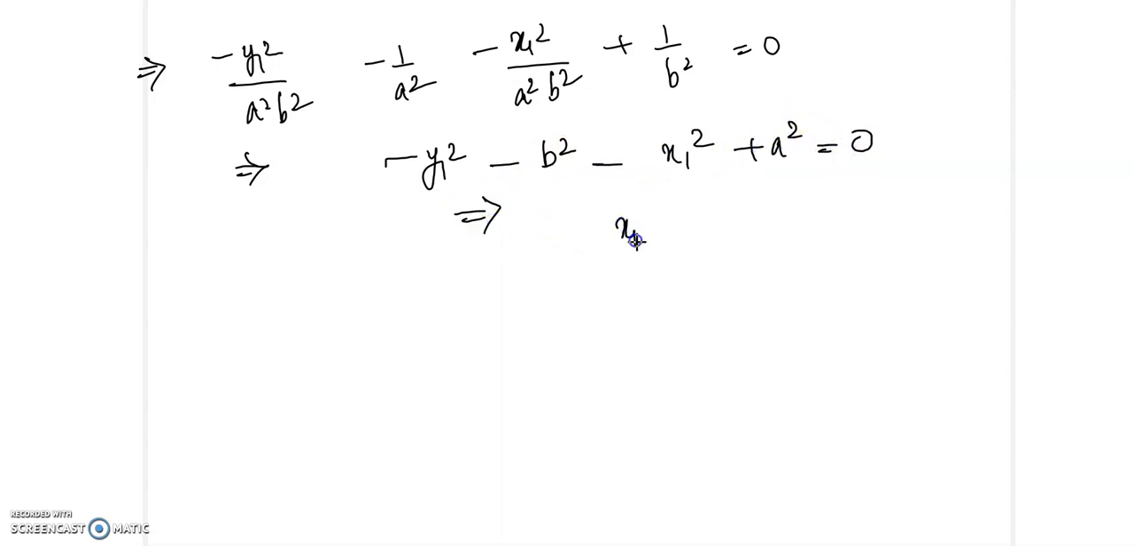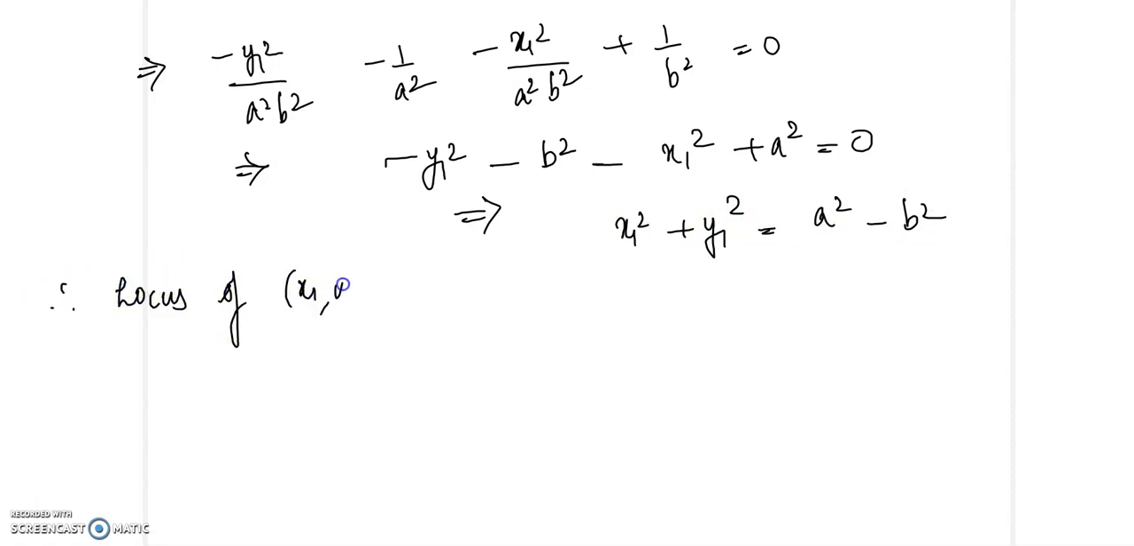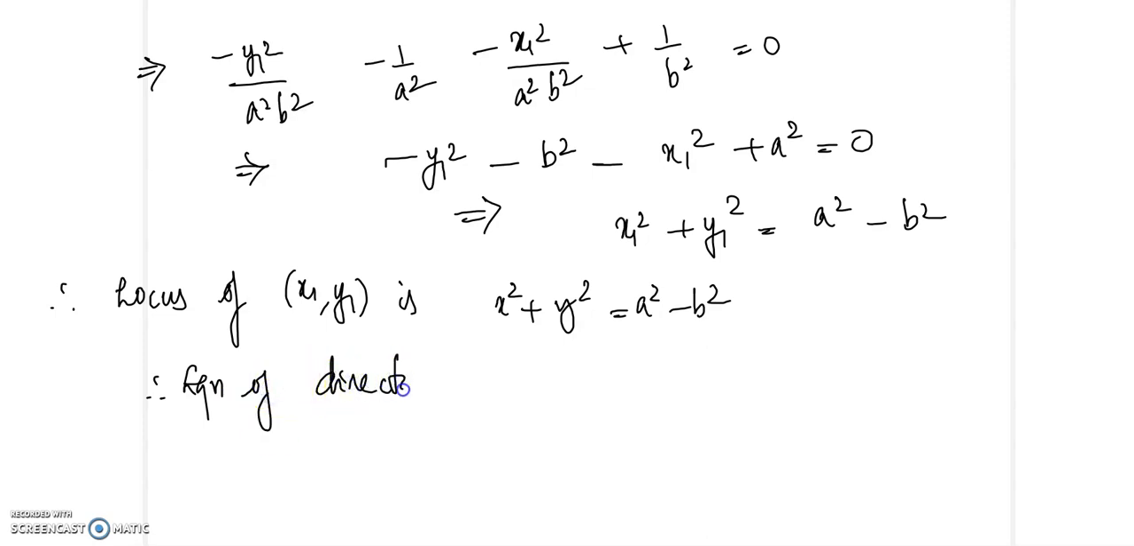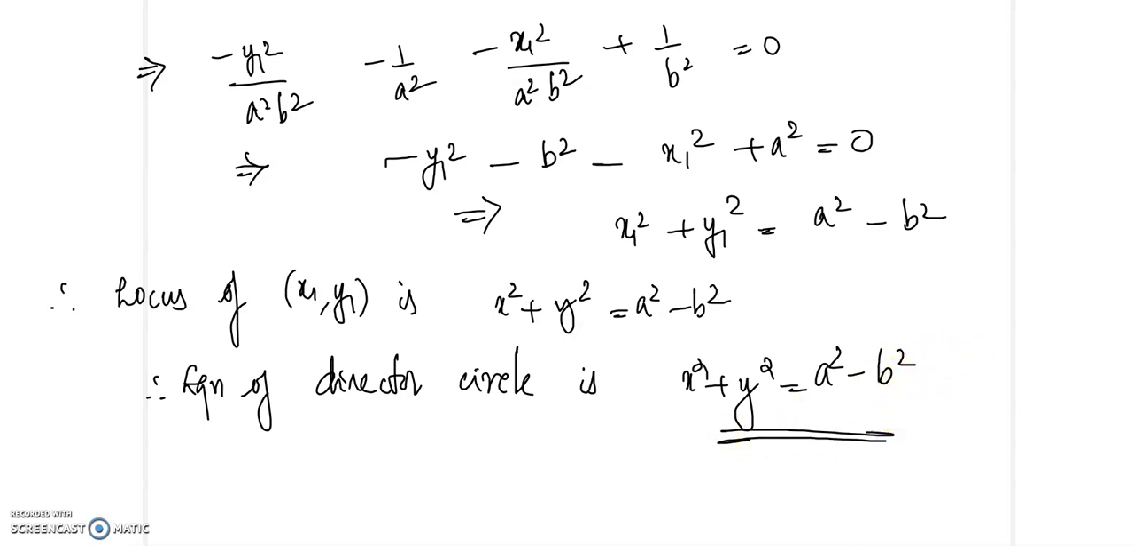So we will get x1 square plus y1 square equal to a square minus b square. So therefore locus of (x1, y1) is x square plus y square equal to a square minus b square. So therefore the equation of director circle is x square plus y square equal to a square minus b square. So that's the required equation of the director circle to hyperbola.